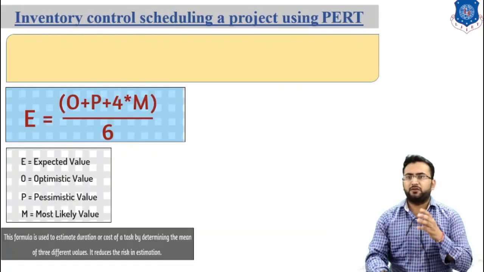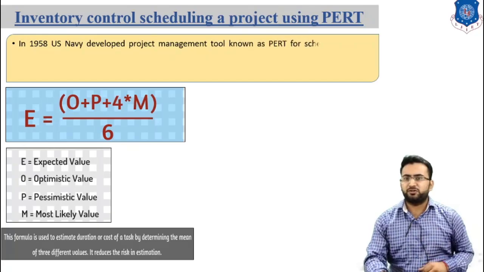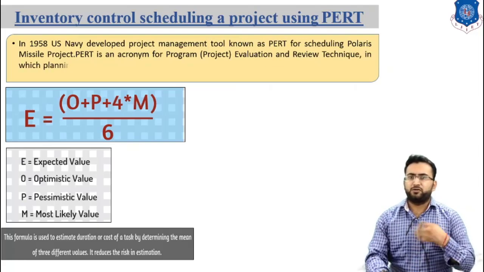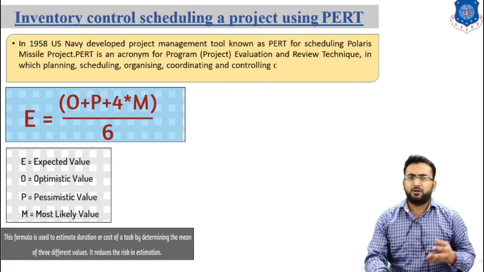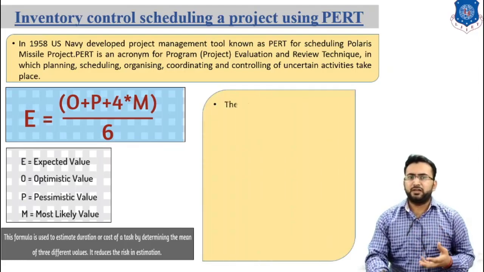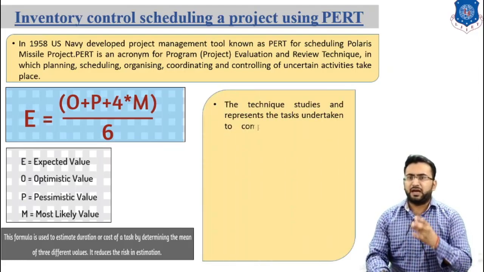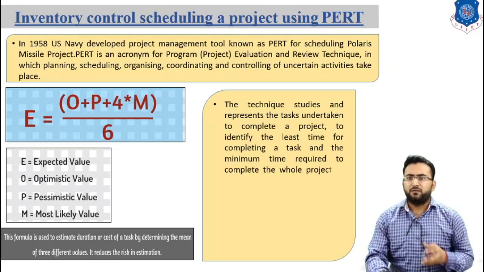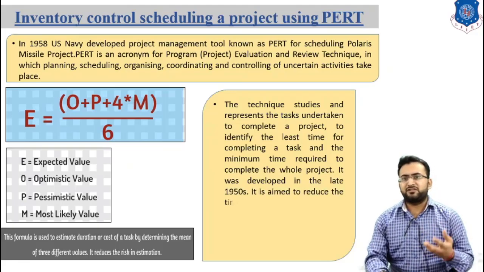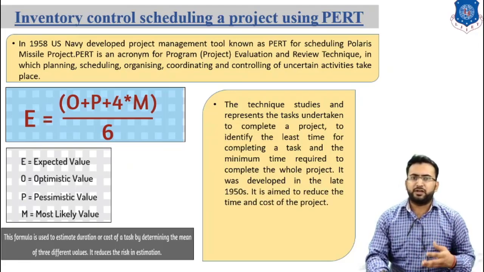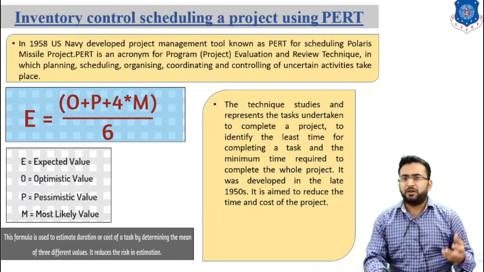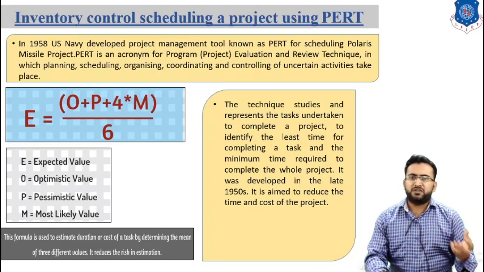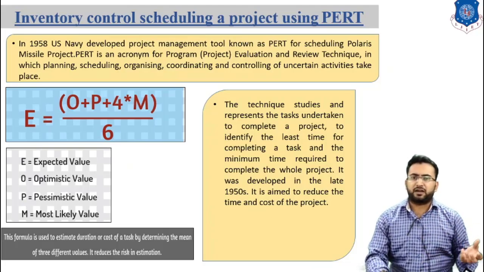Now let's talk about scheduling a project using PERT. PERT was developed in 1958 by the US Navy as a project management tool, for scheduling the Polaris missile project. PERT is an acronym for Program Evaluation and Review Technique, in which planning, scheduling, organizing, coordinating and controlling of uncertain activities take place. It can also be called the Project Evaluation and Review Technique.